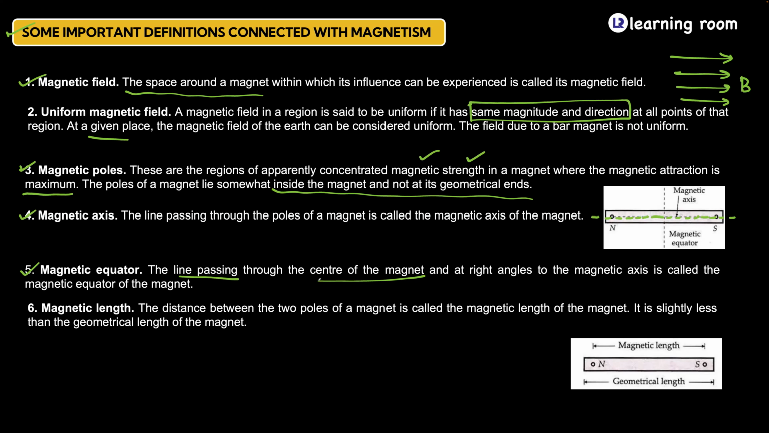And the last point that we need to understand is what is magnetic length. We understood from the third point that the magnetic poles do not lie exactly at the geometrical ends. They lie slightly inside.